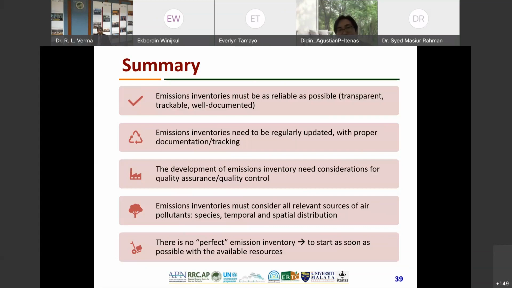And the last one, we know that there is no perfect emission inventory. So I think don't worry, you just see what the available resources are, to start as soon as possible the emission inventory compilation in your region, in your city, or maybe in your province. So by that, I would like to end my presentation, and thank you so much for your attention.